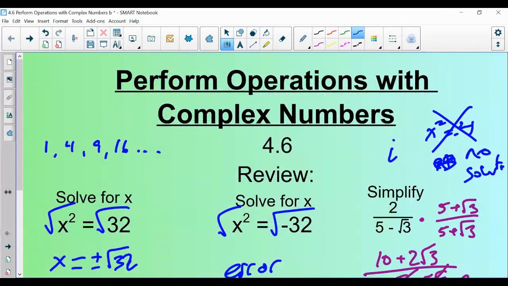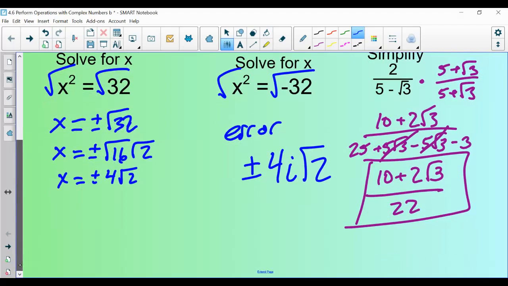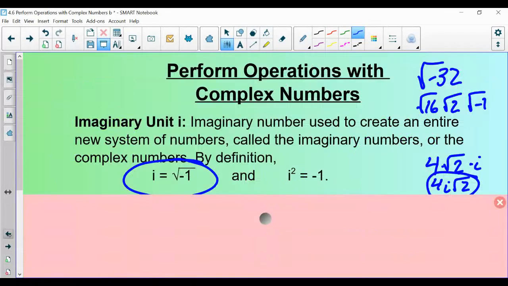So the answer to this question here was no solution, but now it would be plus or minus 4i root 2. Interestingly enough, that does answer the question, what squared is negative 32? Right? The whole point is we're looking for something that when you square it, you get negative 32 out. Let's try this. What is 4i root 2 times 4i root 2? In order for this to actually work, it better equal negative 32.